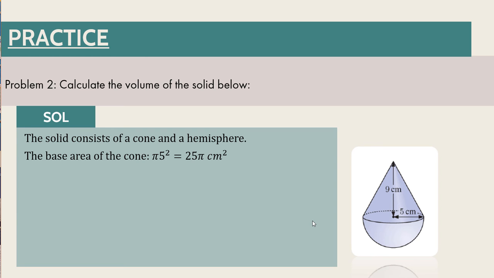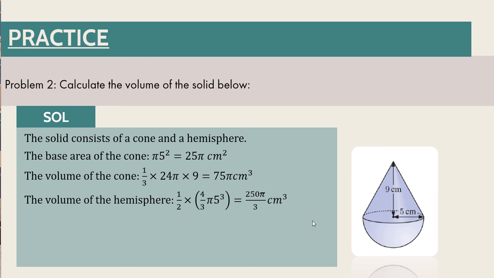The base area of the cone is pi 5 squared, which is equal to 25 pi square centimeters. So first we will calculate the volume of the cone, which is 1 over 3 times 25 pi times 9, equals 75 pi cubic centimeters.